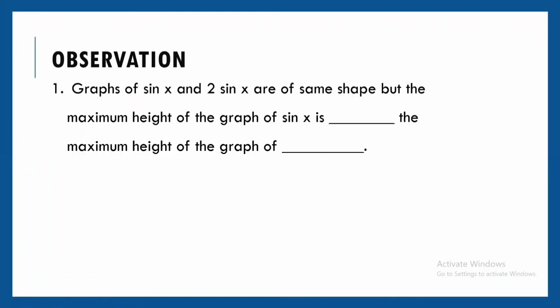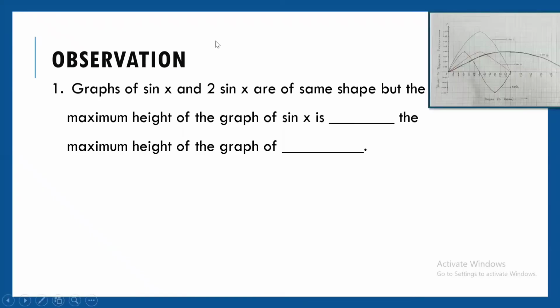So the graphs of sin x and 2 sin x are of the same shape, but the maximum height of the graph of sin x is different from the maximum height of the graph of 2 sin x. So let us try to find out the answers for this. So this is the graph that we had drawn. I take the graph of sin x. Graph of sin x is what? The graph of sin x is this one.